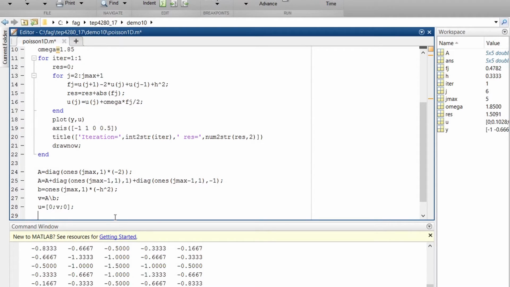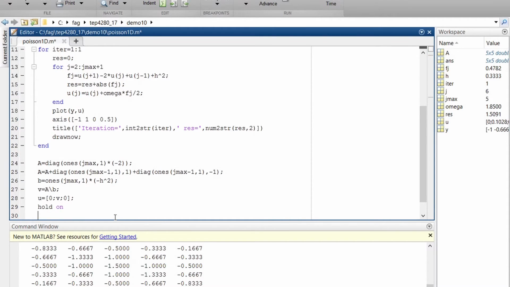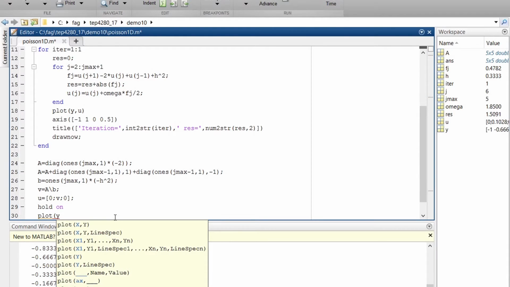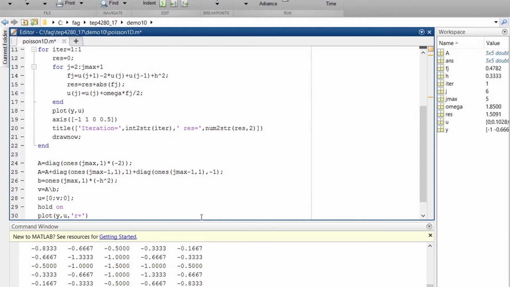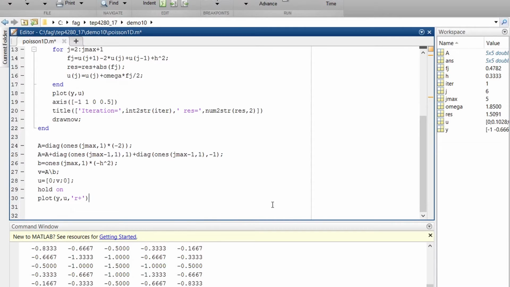So now that one we can plot. I plot it on top of the other one. So we have plot y versus u. And then we plot it, what did I use here? Some red pluses. Like that. Let's see if it runs. Yeah, we have the solution.